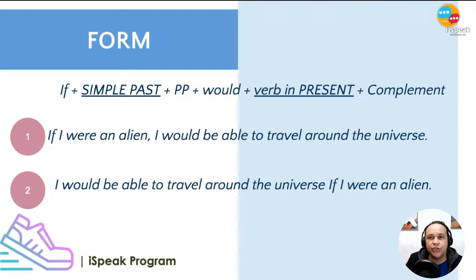Now, if you pay attention to this, guys, it's basically the sentence order. Here, I start with the if clause, if I were an alien, and then a comma, and after that I use the second part of the clause, which would be the complement: I would be able to travel around the universe. But I can also start with the second part: I would be able to travel around the world, like the second sentence over here, without a comma, and then I add if I were an alien. All right, so far that's the way that you use the second conditional.